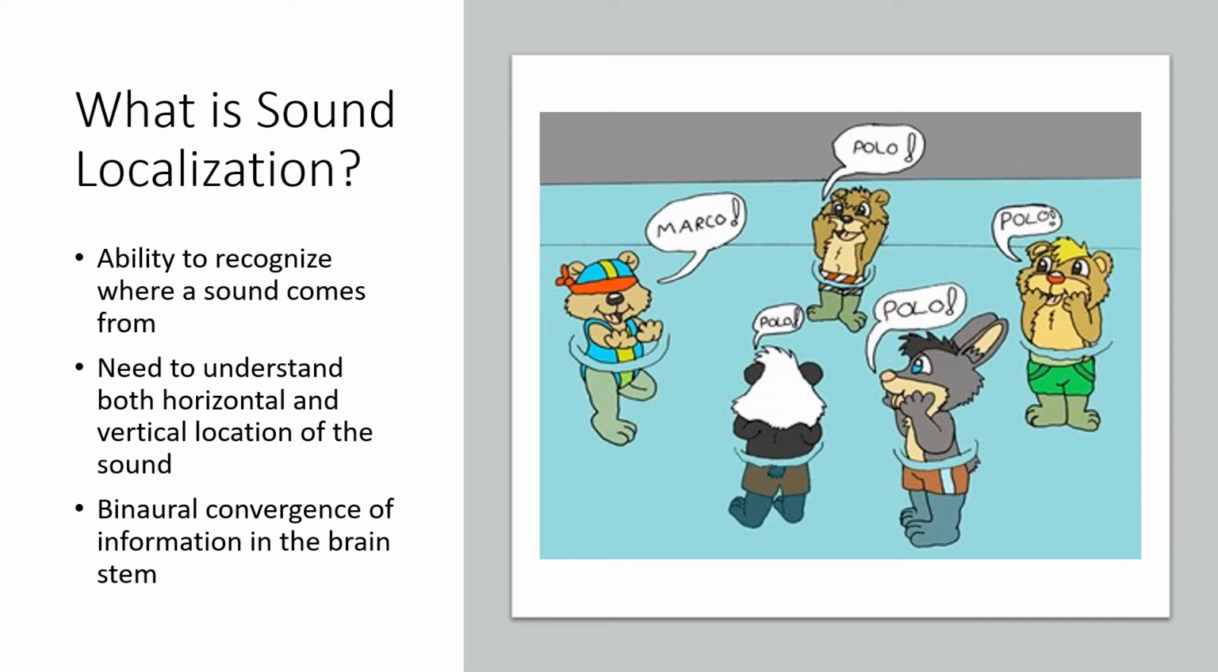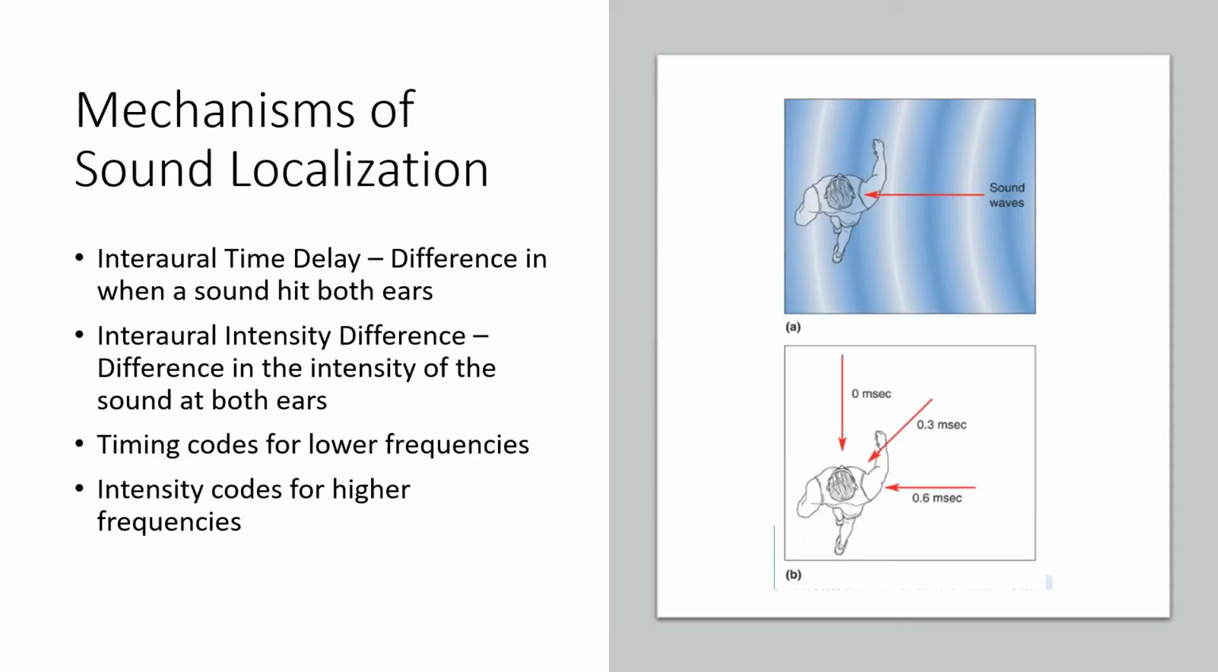So what is sound localization? That's the ability to recognize where sound comes from, right? So if you're playing Marco Polo, how do you know where your friends are? You need to understand both the horizontal and vertical location of the sound. So you've got different ways that you're going to interpret sounds that are coming in to understand where they are happening relative to both of your two ears. And that's going to work because we have that binaural, meaning two-ear, convergence of information in the brainstem.